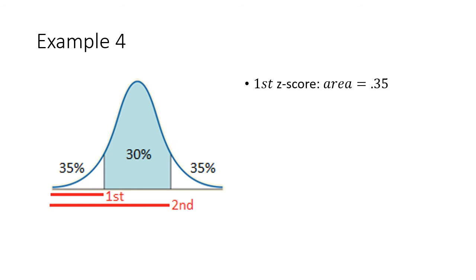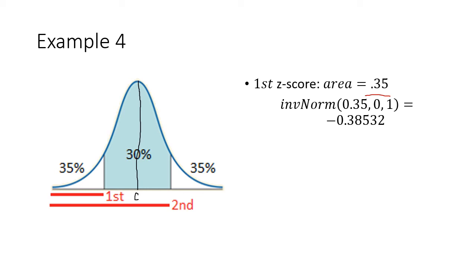So the first z-score, that left-hand side, the area to the left is the 35%, except I do need to write that as 0.35. Again, we always have to convert our percents to decimals. So when I plug this in, the area is 0.35, my mean is 0, my standard deviation is 1, plug it all in. My z-score is negative 0.38532. Now, this should hopefully make sense. My first z-score is to the left of the mean, right? And my mean is 0. So if I'm to the left, I'm definitely going to have a negative value for my z-score.